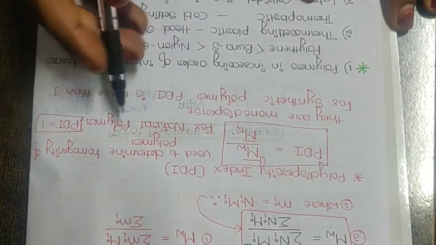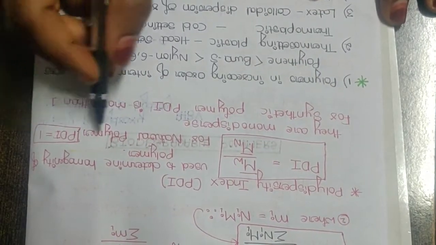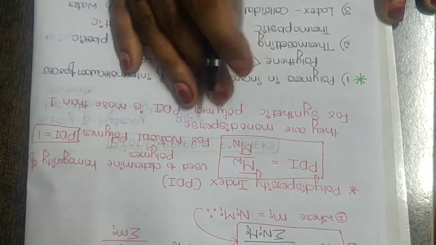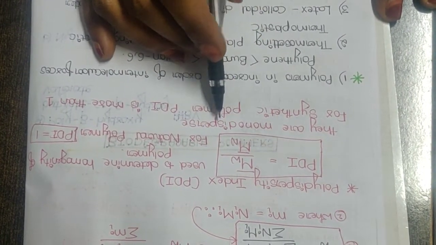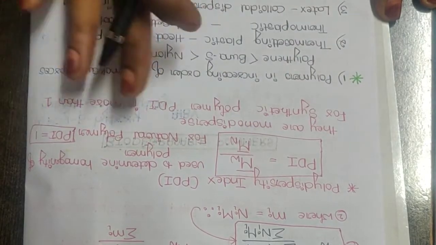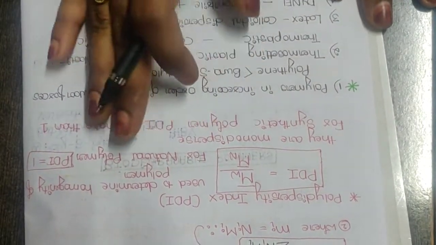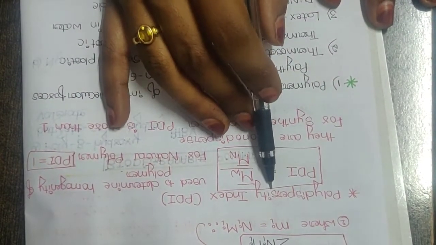And you should also know that if PDI is equal to 1, as in case of natural polymer, they are also called monodisperse. Single monomers are being arranged there. Okay, so this is regarding PDI, very important.